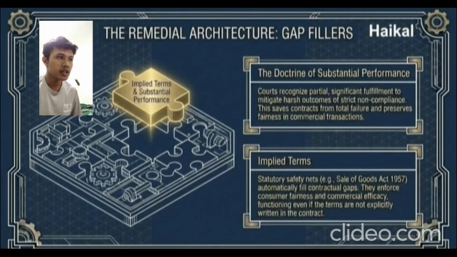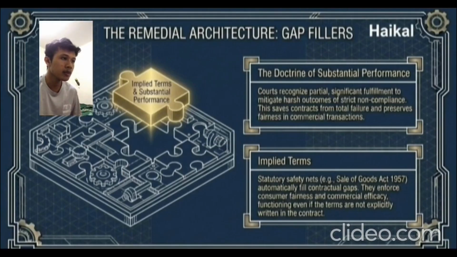And the last one, this slide explains the legal mechanisms used to overcome contractual gaps and unfair outcomes. The first concept is the doctrine of substantial performance. Under this doctrine, court may recognize partial but significant completion of contractual obligation. This prevents harsh consequences when one party has substantially fulfilled the contract, even if performance is not perfectly complete.